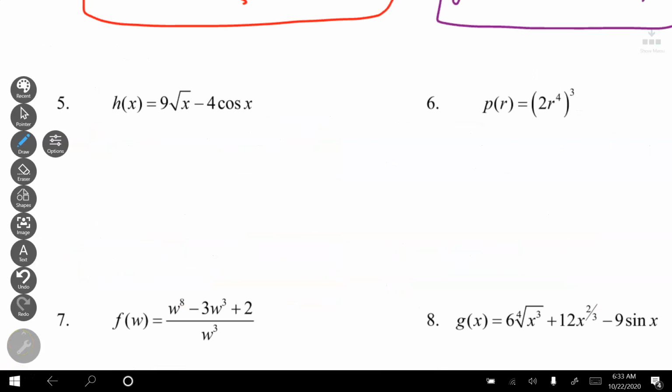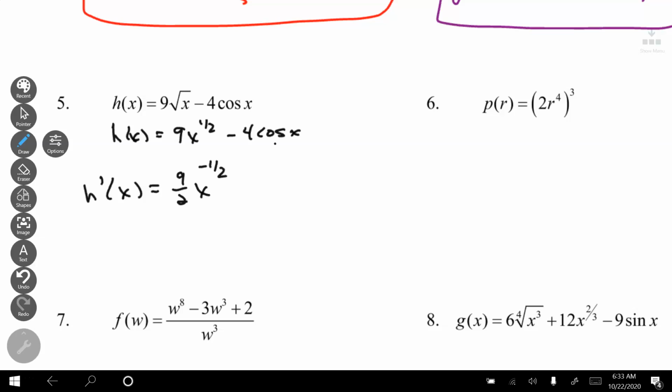Problem number 5, I probably should rewrite this problem. x to the 1/2, and then just minus 4 cosine of x, and when I take its derivative, I am over 2, x top minus bottom, negative 1/2. Derivative of cosine is negative sine, so it's going to be plus 4 sine of x.